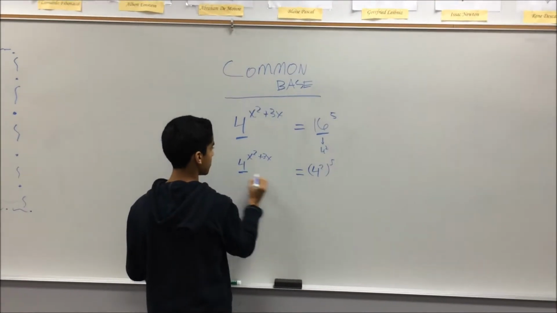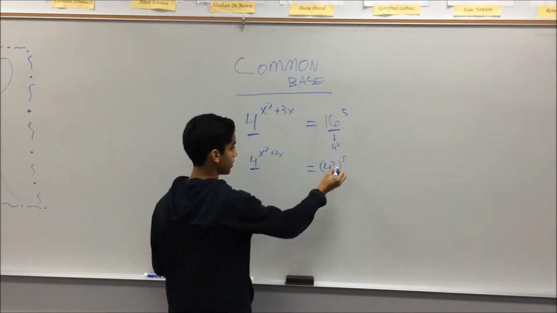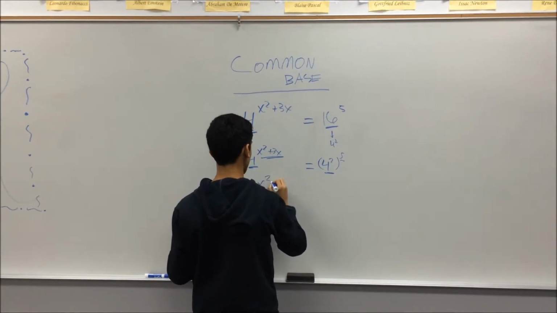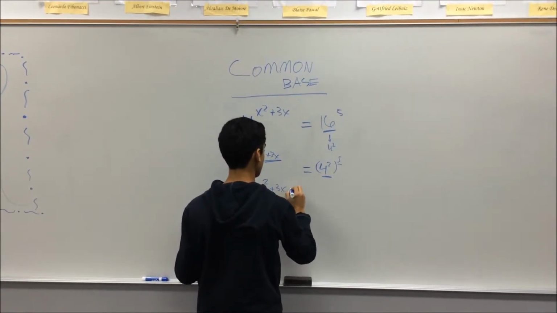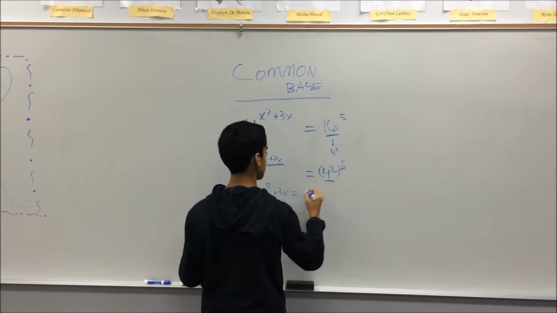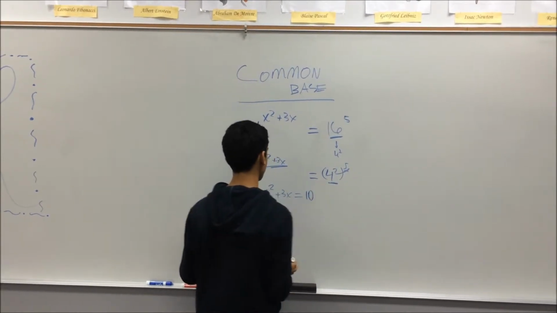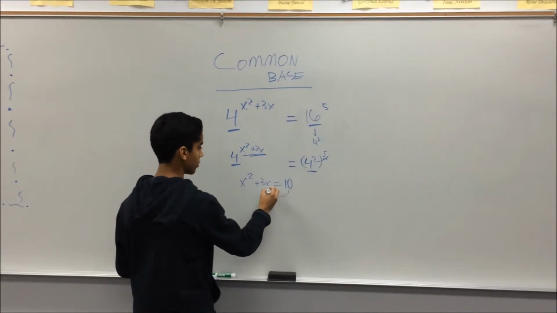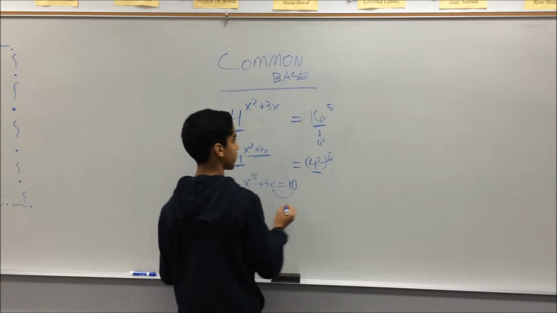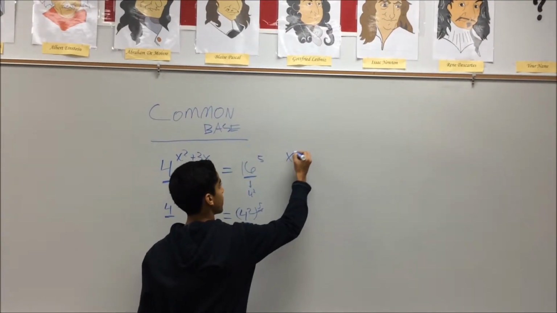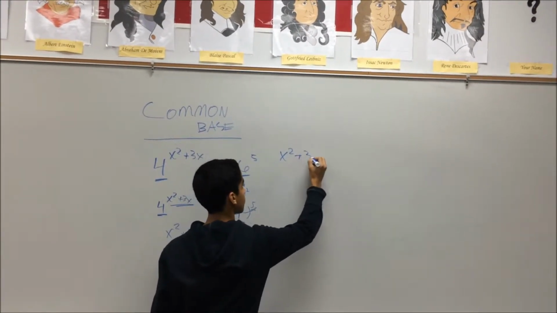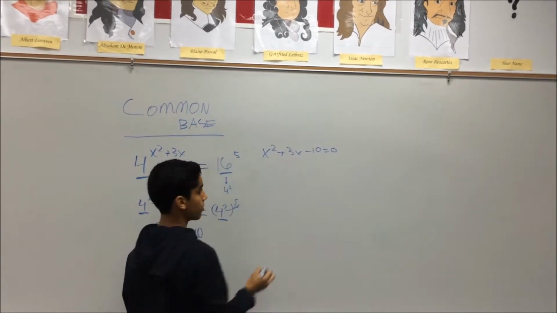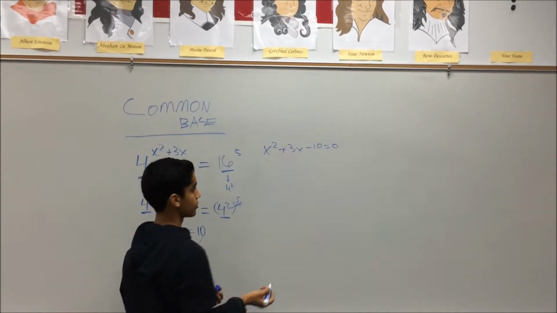Now, we have the same base, which means we can also set the arguments equal to each other. So now, we have x squared plus 3x equals, after we expand this, 10. Now, the easiest way to get rid of this is by moving this over and solving it like a quadratic equation. So we have x squared plus 3x minus 10 equals 0. Now luckily, this problem is easily factorable, so we don't need to use the quadratic formula.